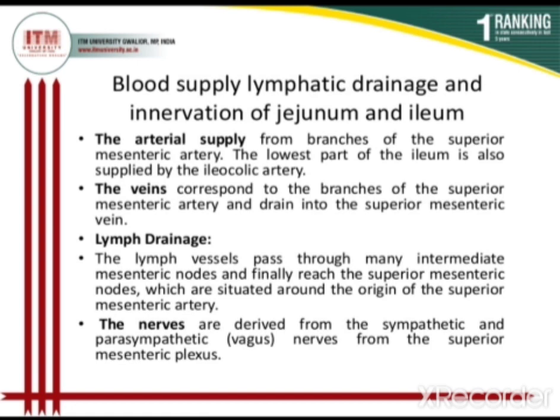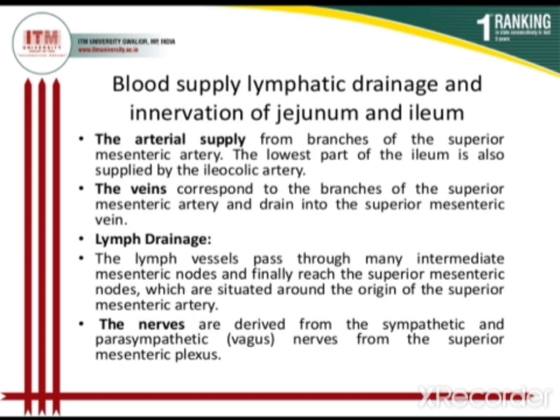So this is the blood supply from the mesenteric artery, ileocecal artery, the veins from the superior mesenteric veins, lymph drainage is from the superior mesenteric lymph nodes, and the nerves are the sympathetic and parasympathetic vagus nerve. Fine. Now this is all about the small intestine: the duodenum, jejunum and ileum.